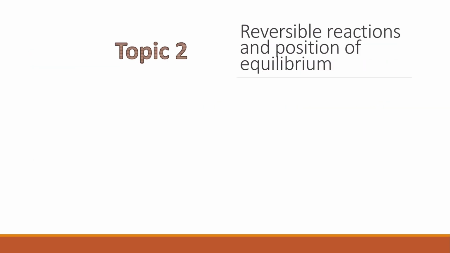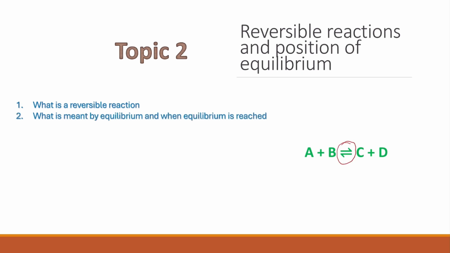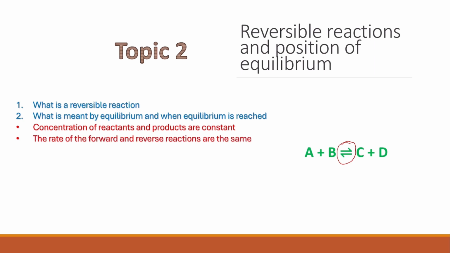Reversible reactions and position of equilibrium. You should be able to identify a reversible reaction and why a reaction is reversible. This is due to the use of these arrows, and you should know what is meant by equilibrium and when equilibrium is reached. Equilibrium is reached when the concentrations of reactants and products are constant. They are not the same, they are just constant, and the rates of the forward and reverse reaction are the same.